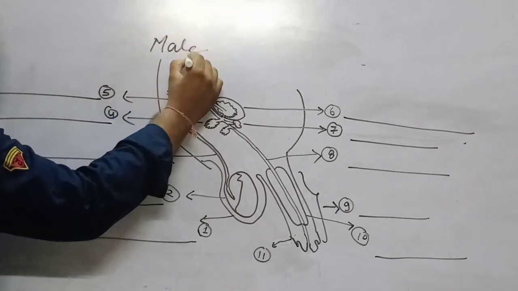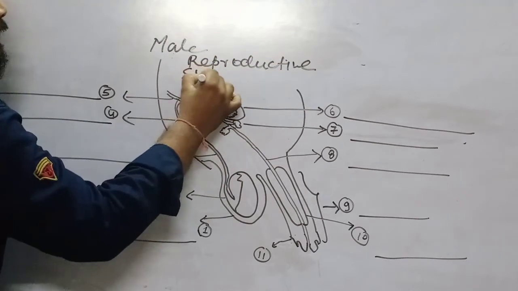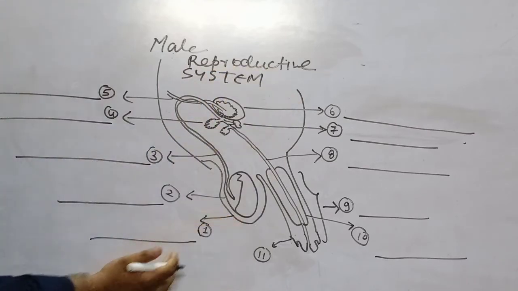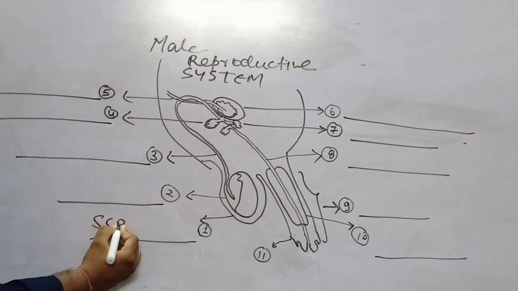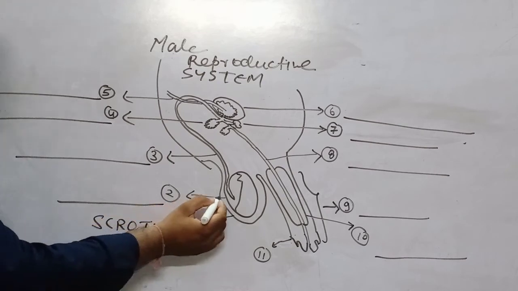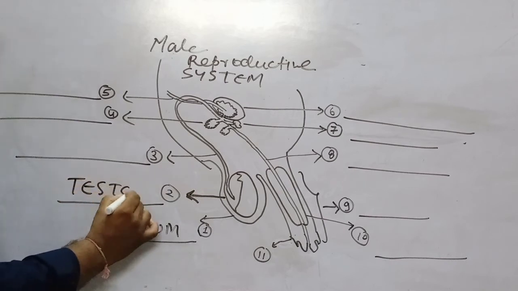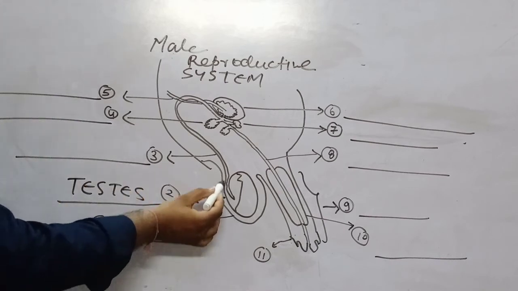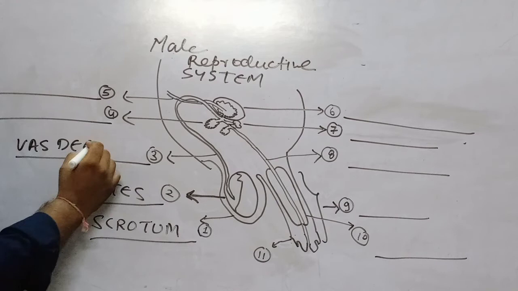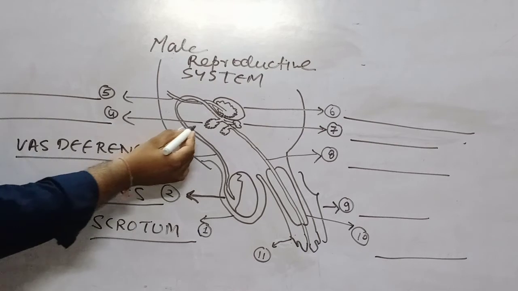So let me write male reproductive system. In this diagram I have made the prostate gland somewhat larger because it was not visible in my previous diagram. See, number one is a muscular pouch known as the scrotum, and number two is the testes, the primary sex organ of the male. Number three is the sperm duct, we call it the vas deferens. Now the vas deferens spelling is wrong here and you will correct it by looking into the book.